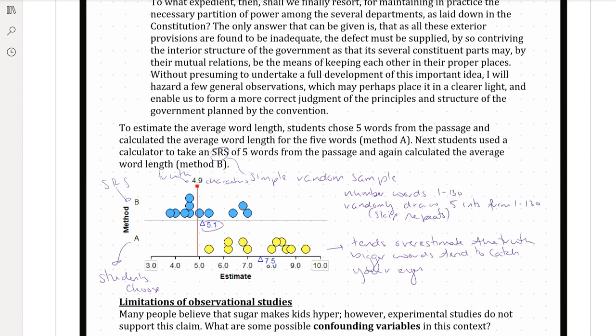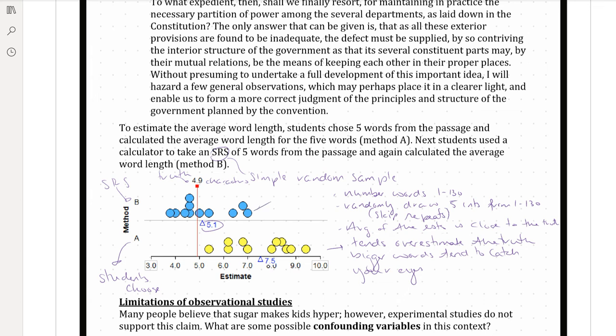We could do this with a calculator, we could do this in Excel or even JMP, so it's fairly straightforward. And the average of those estimates is close to the truth.